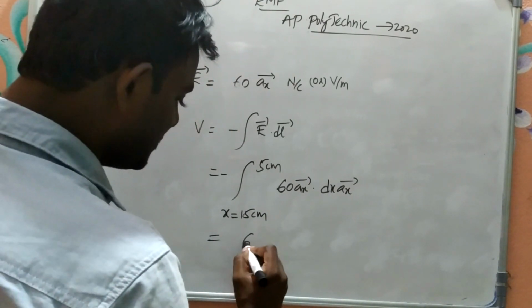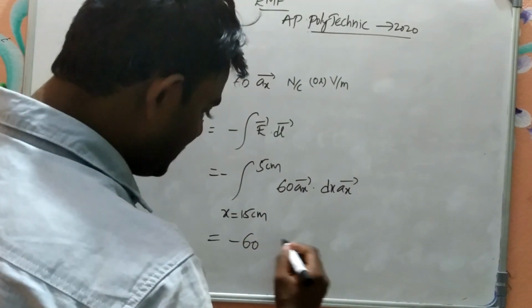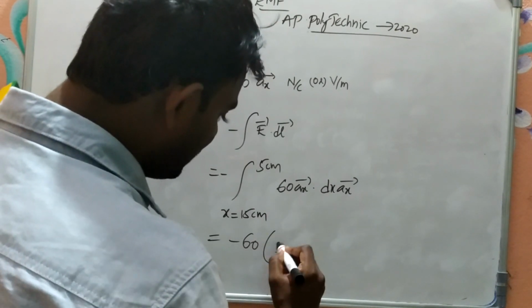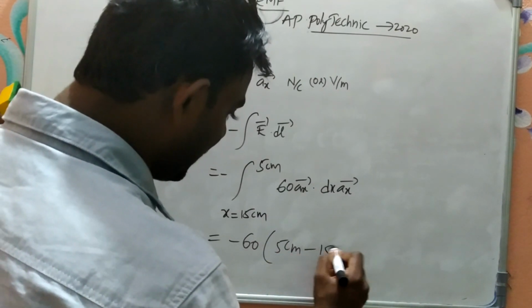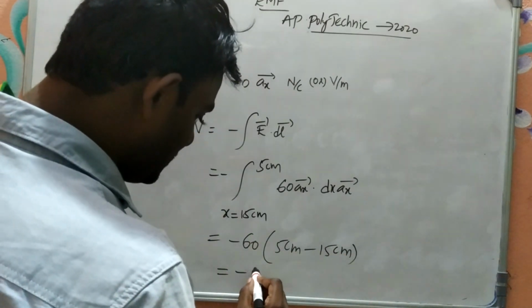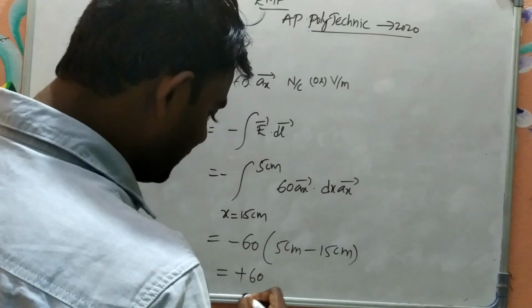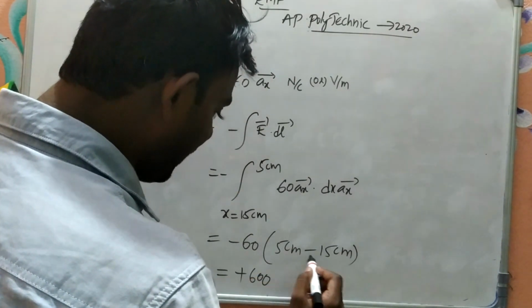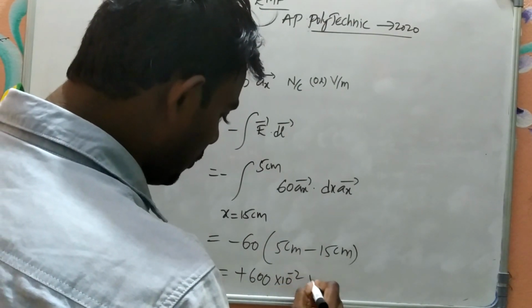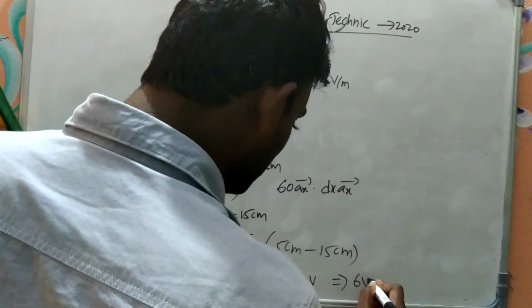So 60 is constant for this integration. So minus 60 integration of dx is x within the limits of 5 centimeters minus 15 centimeters. Okay. So minus 60 into 5 minus 15 is minus 10. So we get 60 into 10, 600 centimeters means 10 power minus 2 volts. So 600 into 10 power minus 2 volts is 6 volts.